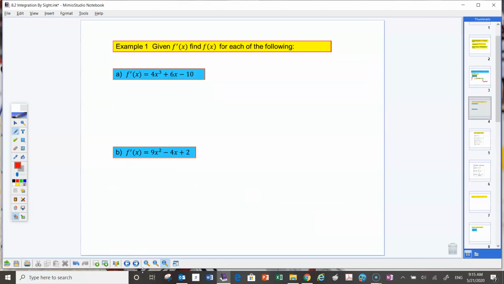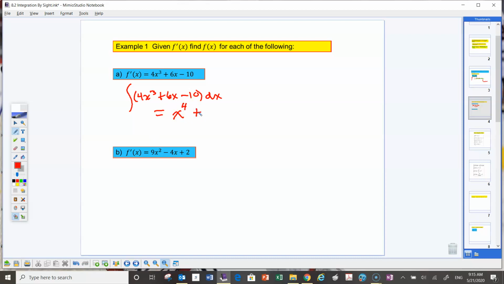Okay, let's try a couple more here. So say we're given f prime, which is the same thing as the derivative, and we want to find the function. Well, the first thing I would do is rewrite this. I want the integral of 4x cubed plus 6x minus 10 dx. Again, what is the integral of 4x cubed? So what term, when I take the derivative, I end up getting 4x cubed? Well, hopefully you realize that that is x to the 4th.